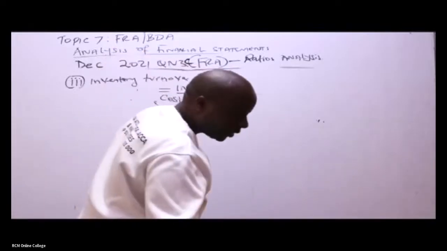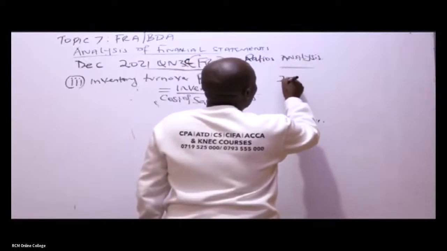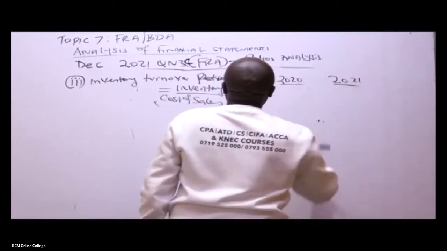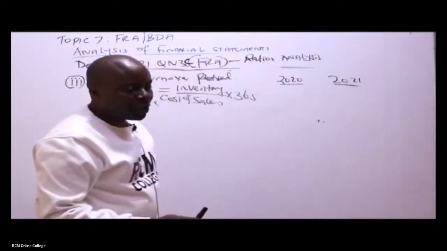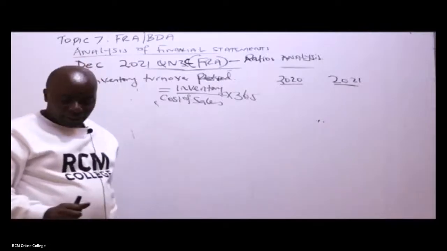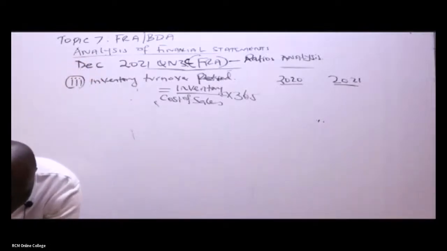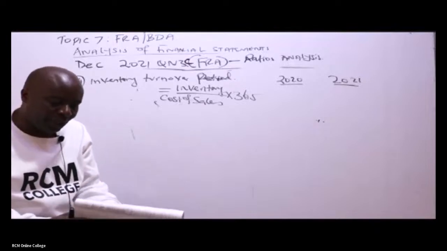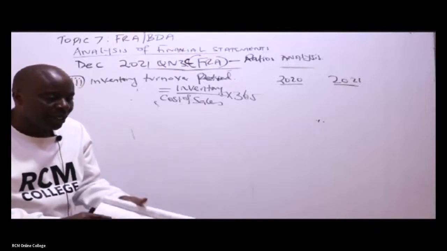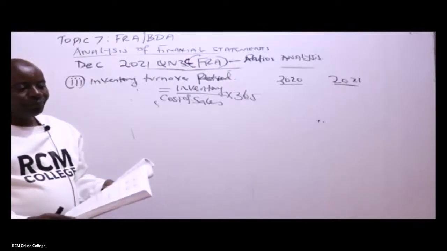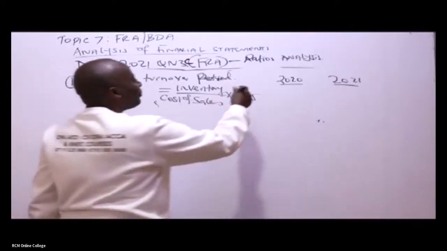So come and give us these figures. We have 2020, 2021. Are you able to see inventory for 2020? Are we together really? In inventory figure, go to current assets, pick inventory. How much do we have there under current assets? 81,000.